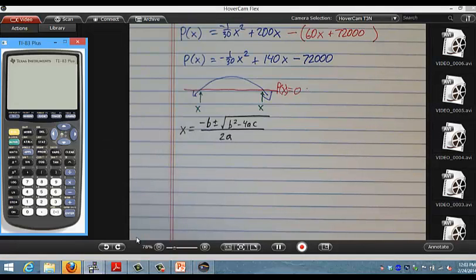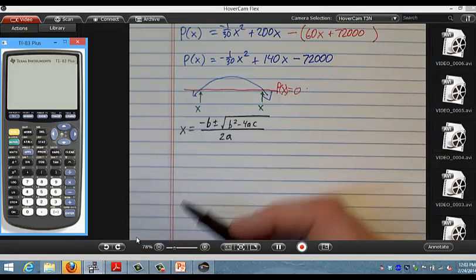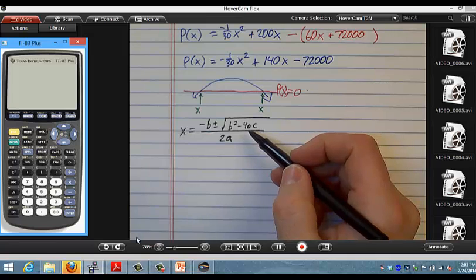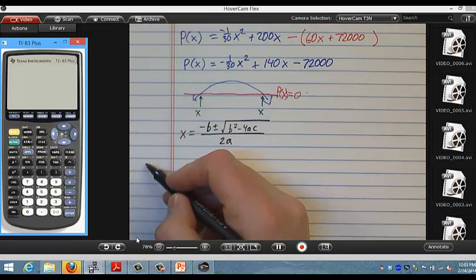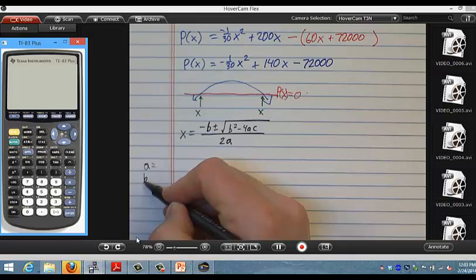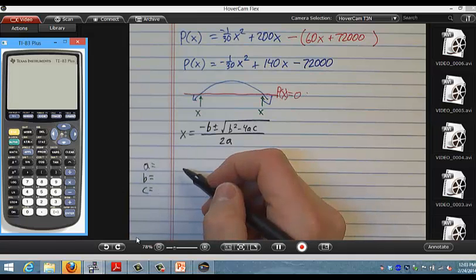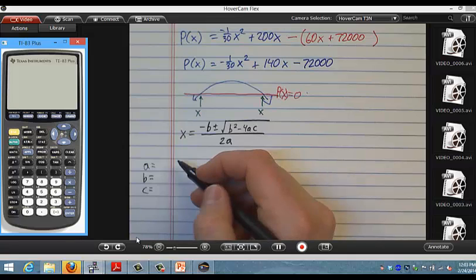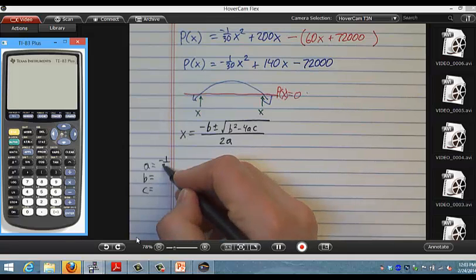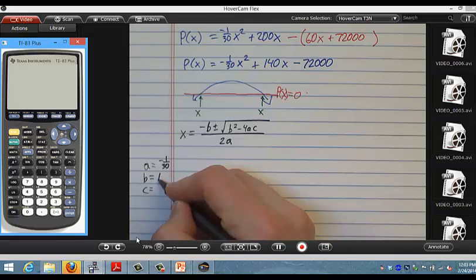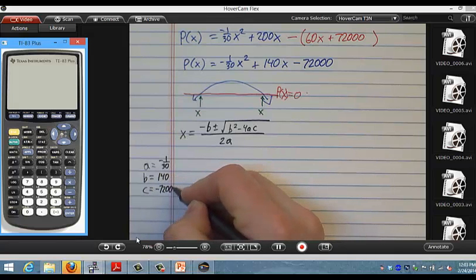By the way, for those of you that want to do it this way, I should mention what I always do. Anytime I have a quadratic formula problem, I write down over here exactly what I have for a, b, and c. A is negative 1 over 30. B is 140. And c is negative 72,000. And those negatives make a difference, okay?